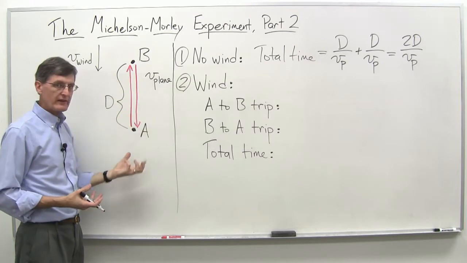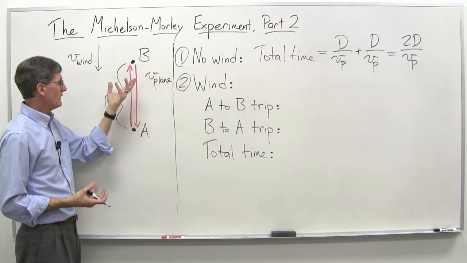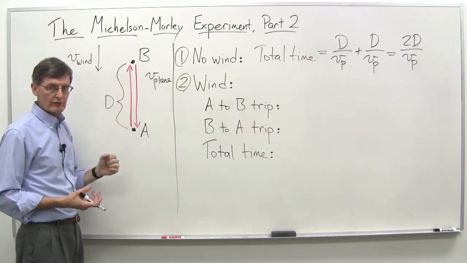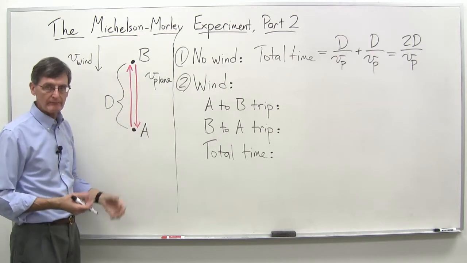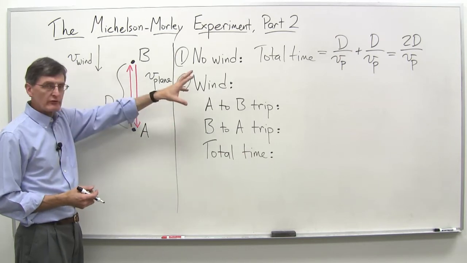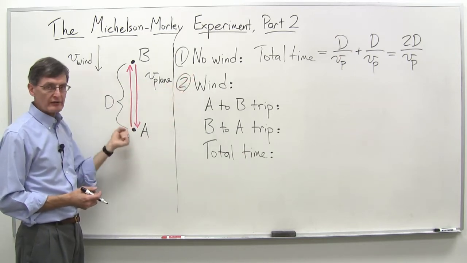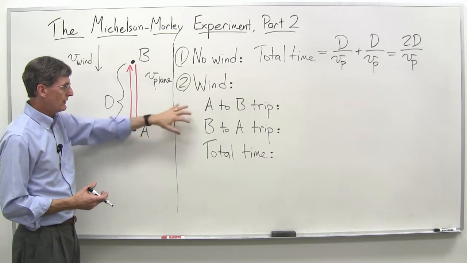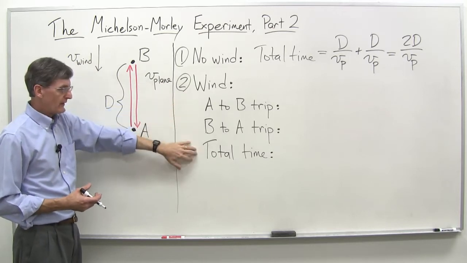And the velocity on the second leg of the trip is going to be the velocity of the plane plus the velocity of the wind, v sub p plus v sub w. We use v sub w for the wind. The equation's the same. You just have a different velocity on each leg now. The total time is going to be, add those two things up and get the total time.